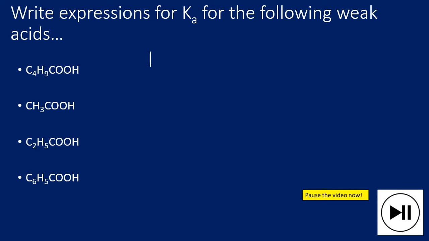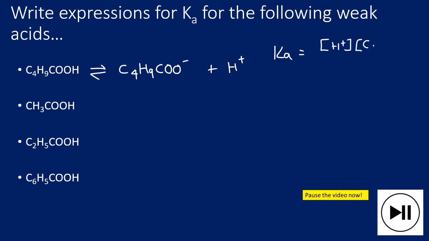Okay, so for the first one, I'll do the equilibrium, so I'll show you what's happening. In your weak acid, it's the carboxylic acid proton that is lost. It's that OH proton at the end that is lost. So to do the acid dissociation constant, Ka for the first acid is H+ concentration multiplied by C4H9COO- concentration all over the concentration of C4H9COOH. That's your acid dissociation constant.